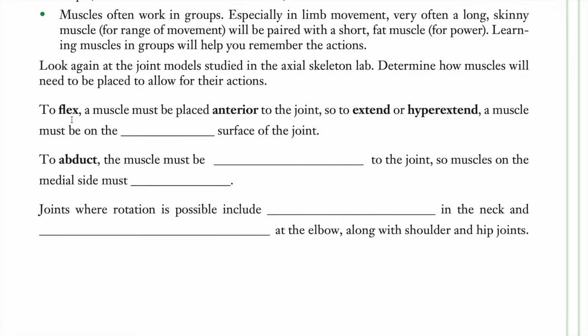So to flex, remember that's the example we just went over, a muscle must be placed anterior to the joint. So think, when we flexed at the elbow joint, where's your biceps brachii? It's in front of, or anterior to, that joint. So to extend or hyperextend, the muscle must be on the what? Remember, this is a word pair, so you'll simply use the opposite term. What is the antonym or the opposite term of anterior? Posterior, hopefully, is what you said. So go through that same kind of logic as you look through these examples here.